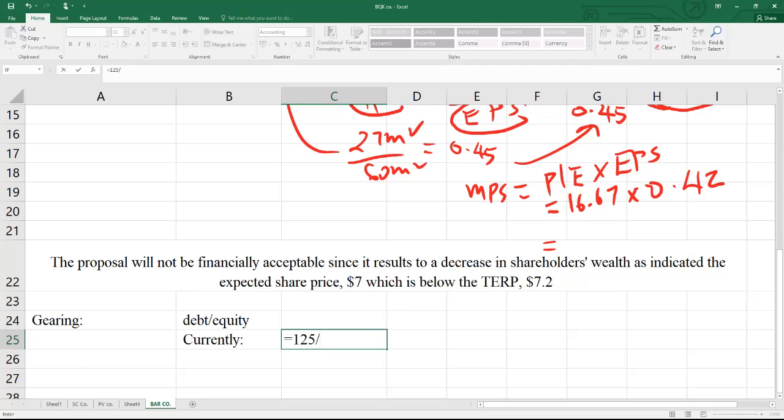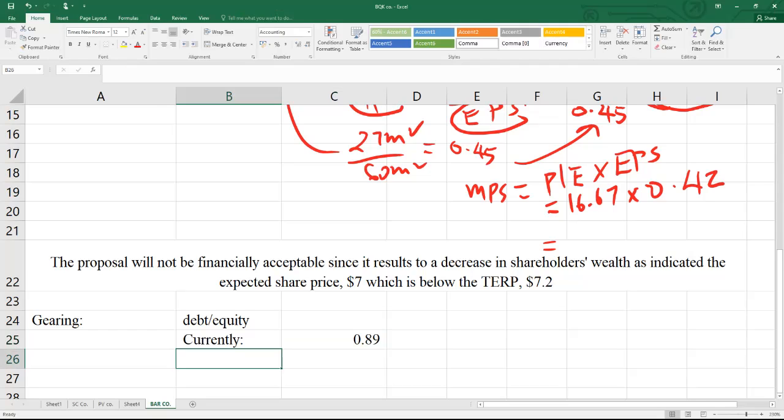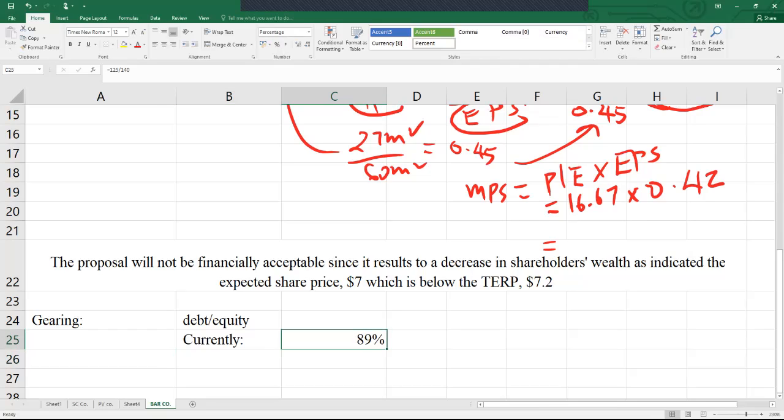What's happening? Okay, this is a mix up here. The equity is 60 plus 80, which is 140. So we divide by 140, and of course we express this as a percent. The company therefore has a current gearing of 89.3%. If this is going to decrease, that's a good sign. But if it's going to increase, that's a bad sign.